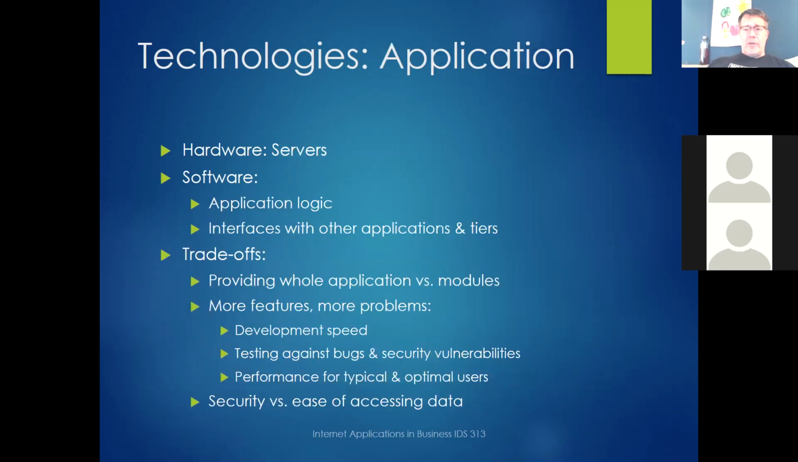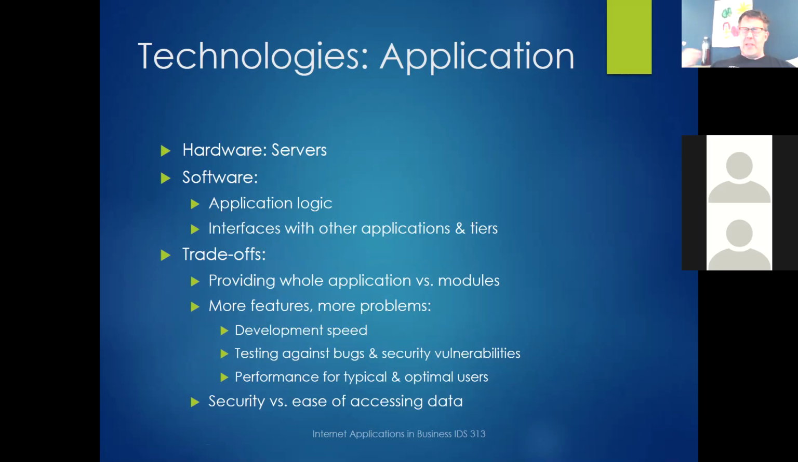The application tier, the hardware is servers. The software that's running there is the application logic. So whatever application you're running, like the thing that lets you upload photos to Facebook, that's what's going to run on those servers. And of course, you're going to need interfaces with other applications and tiers. For example, if you have this photo management application in Facebook, it has to interface with the data storage system so that when somebody uploads a photo, it can direct it to the proper database.